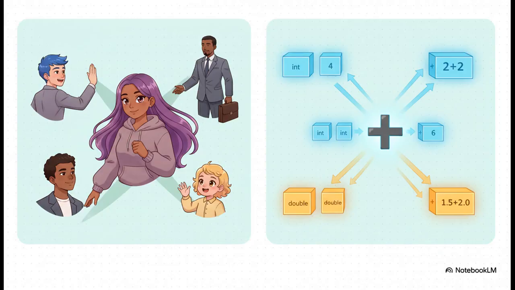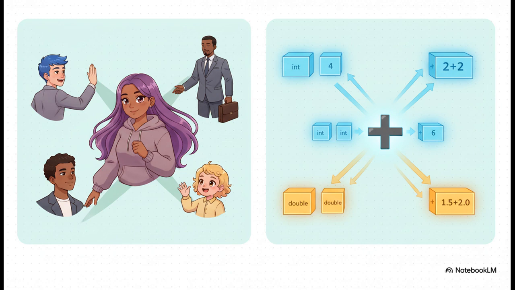Okay, first, overloading. This is when you have different functions that have the exact same name, but they take different kinds of inputs. Think about how you say hello. You might say, hey, what's up to a friend, but hello, how are you to a stranger? Same basic action, greeting someone, but it changes based on the context.